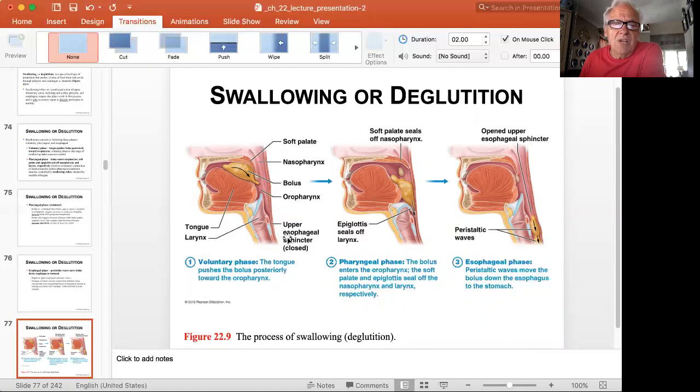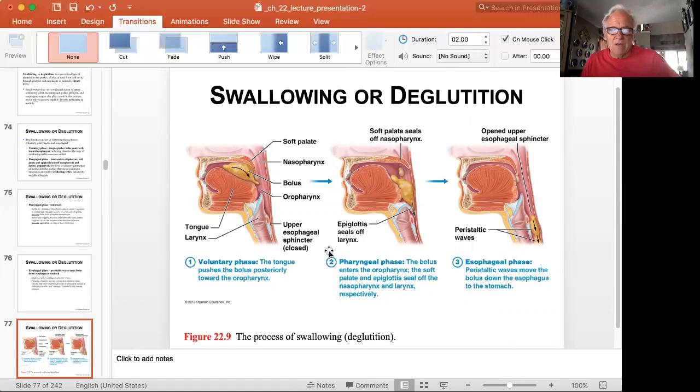This is the upper esophageal sphincter. That is closed. You have an epiglottis, which blocks the trachea. Now, this is the voluntary phase. You're voluntarily pushing the food back to the oral pharynx.